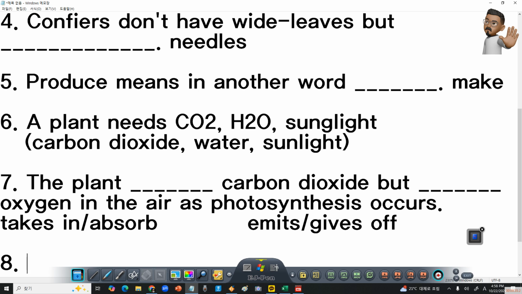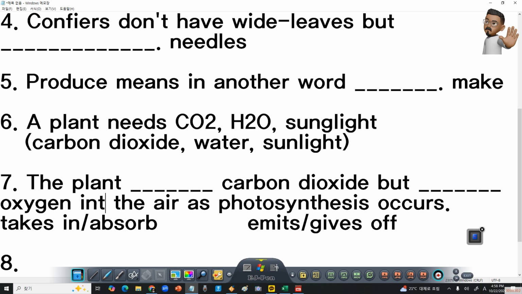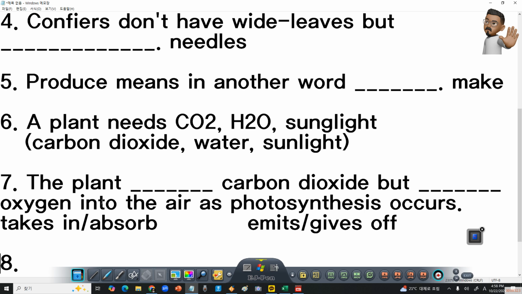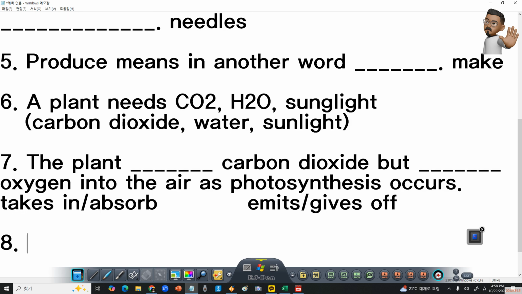Okay, the plant takes in carbon dioxide but gives off oxygen into the air. Okay. So absorb means to take in, and emit means to give off. Number 8.